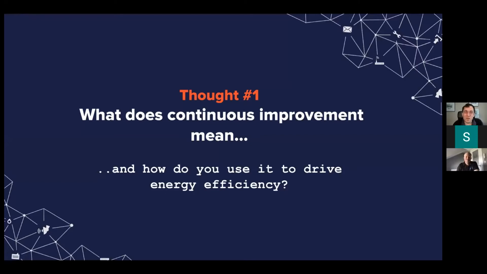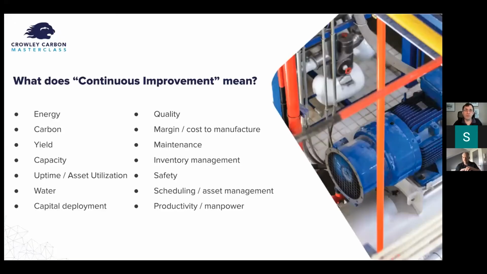I thought we'd start by laying the groundwork, defining the field, and talking about what continuous improvement really means, and how that meshes with energy efficiency drives. Continuous improvement means different things to different people. There's often a range of different things covered by the term.